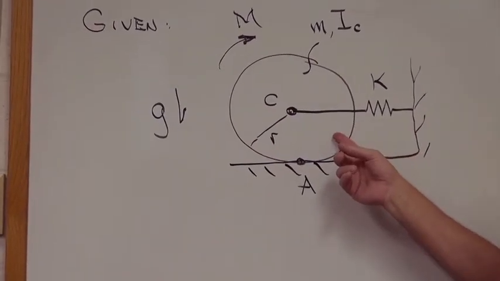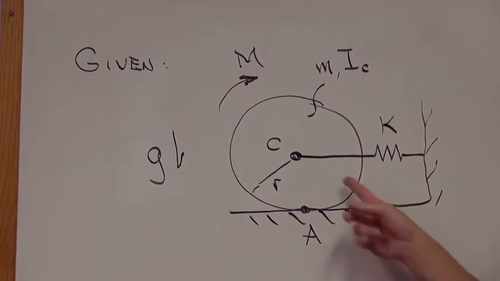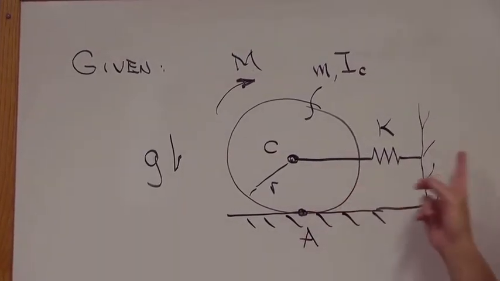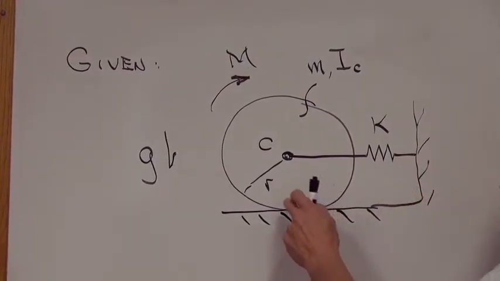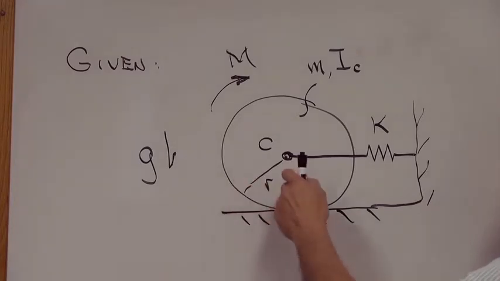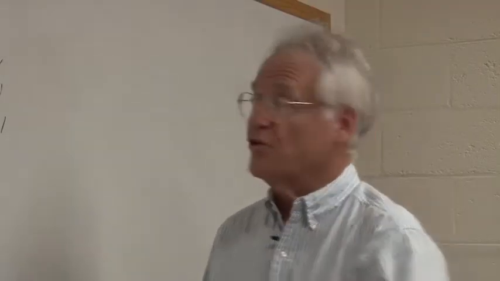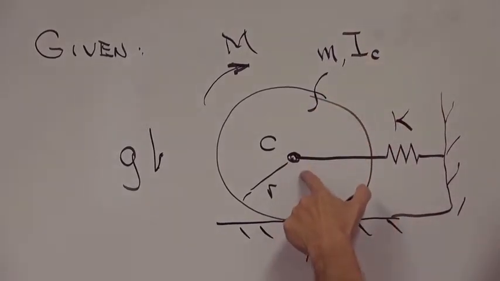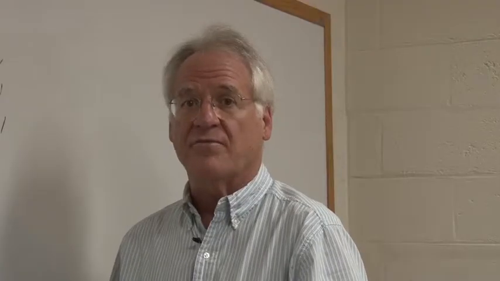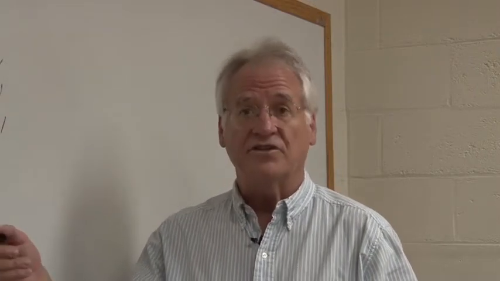A cylinder is rolling without slip on a horizontal surface. It's connected to the wall with a spring of constant K. In the presence of gravity, the cylinder has radius r and mass m and a moment of inertia I sub c, where the moment of inertia is measured with respect to the center of mass. And what we want to do is find the equation of motion.